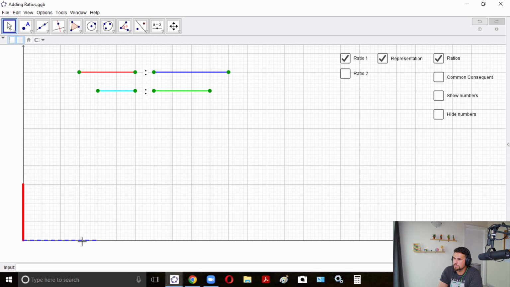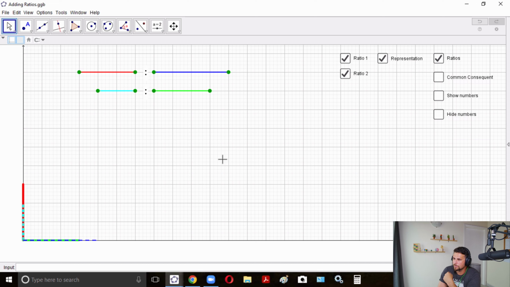Now, remember, you don't actually have to have perpendicular lines like this. It could be any type of similar triangle. Any type of similar triangle will do. So I'm only using this because it's easier to see. So let's represent also the second ratio. And so what I've done here is I've put this light blue line also dotted so that you can see where it is, and the green line.